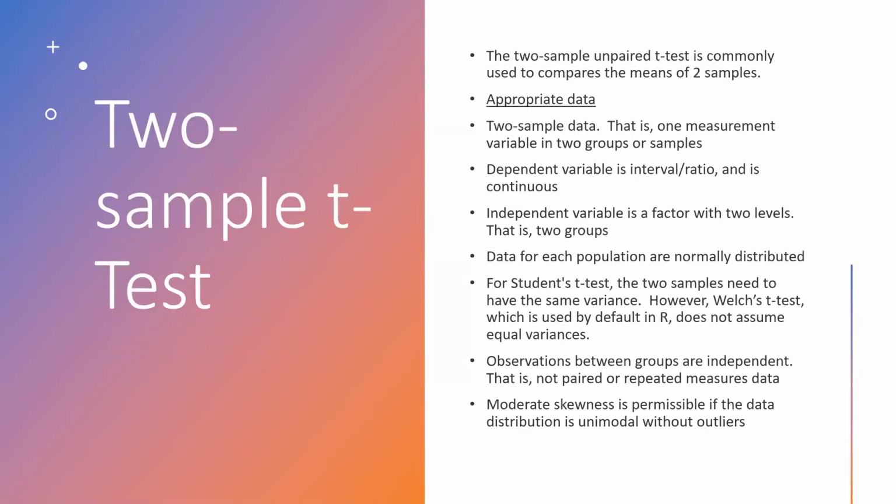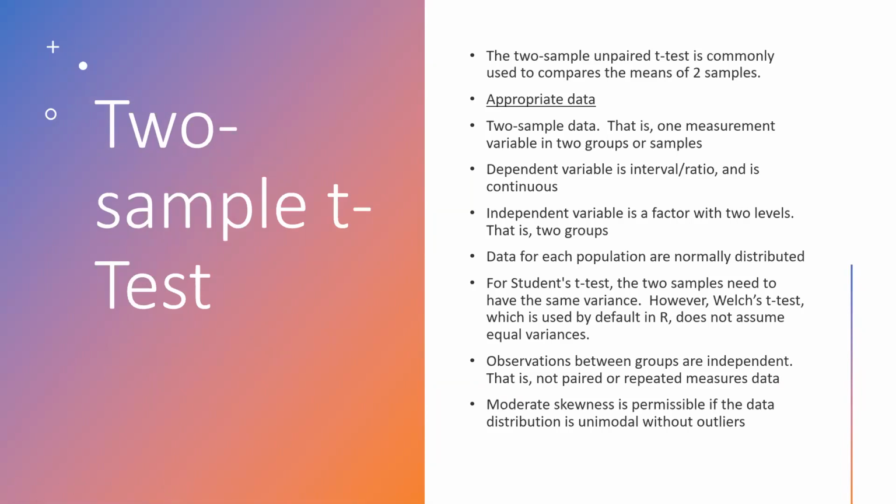Let's move forward to look at a situation whereby you have two sample t-tests. When you're talking of two sample t-tests, you can have two types. We have two sample t-tests for unpaired samples. That is, they are independent, completely independent.